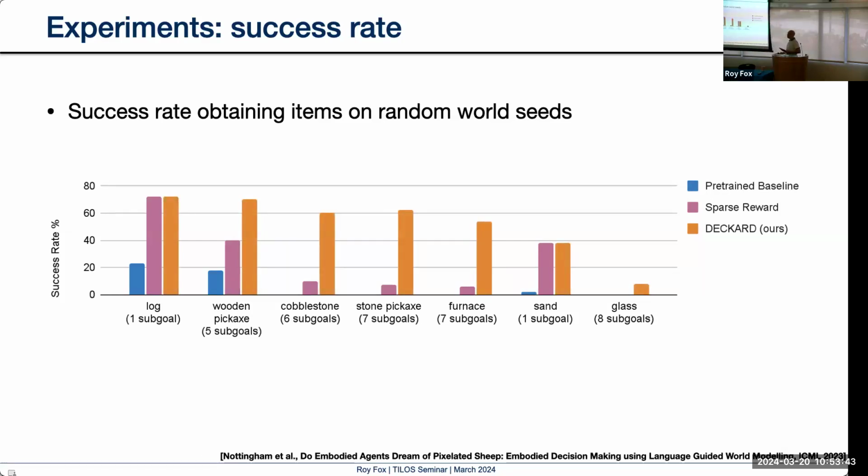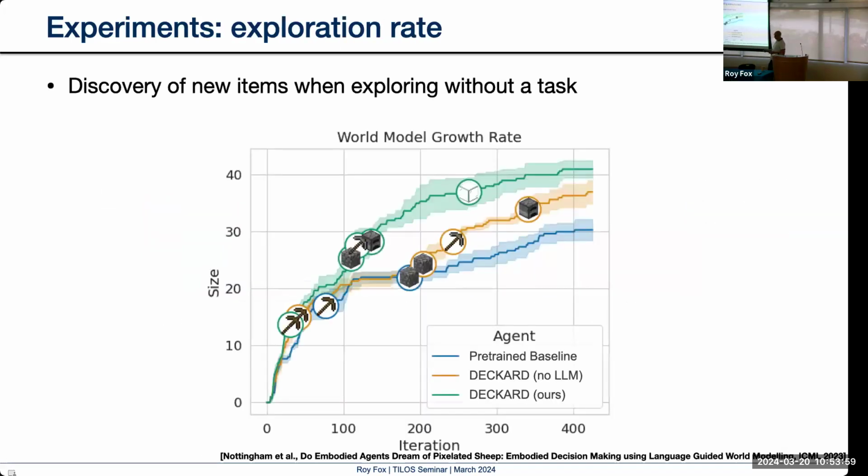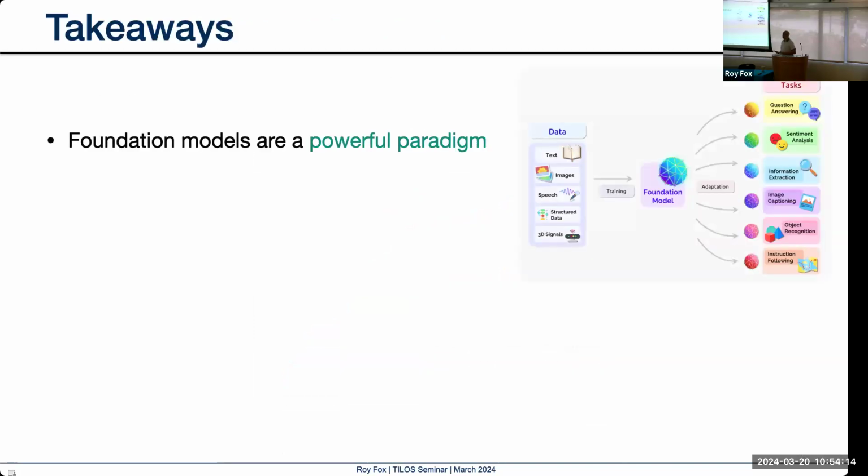But if we have a language model that suggests this sort of structured exploration roadmap, we're going to be able to do a lot more, and even some of the really hard tasks like glass that takes 8 subgoals. And we see that our agent in green is able to find those subgoals a lot faster than the baselines and with fewer rollouts.